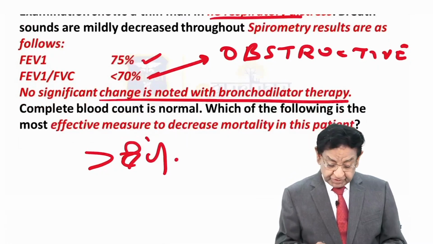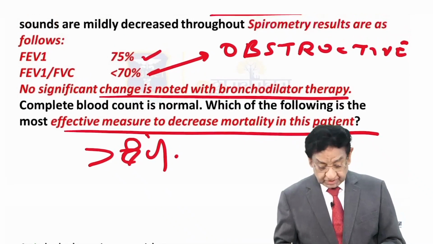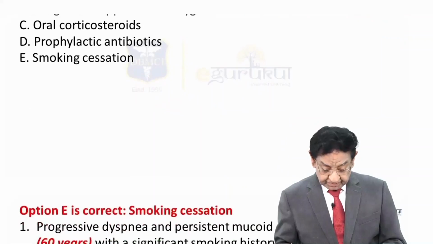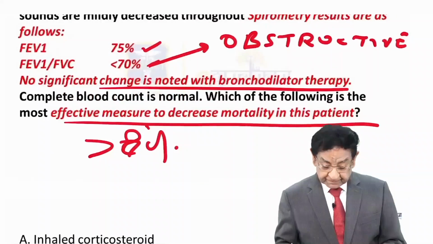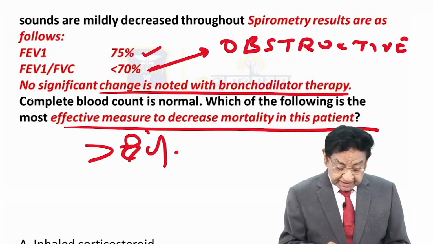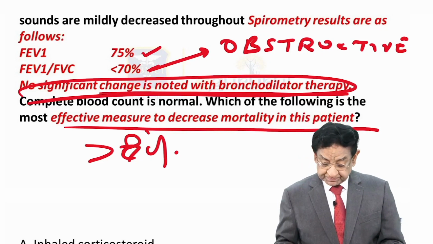Okay, which of the following is the effective measure to decrease mortality in this patient? Well, these are the options we have. But before I proceed further, I have a question for you. Write down the answer. What is the significance of this particular line? Write down the answer in your copy.